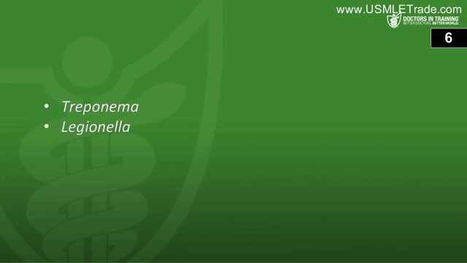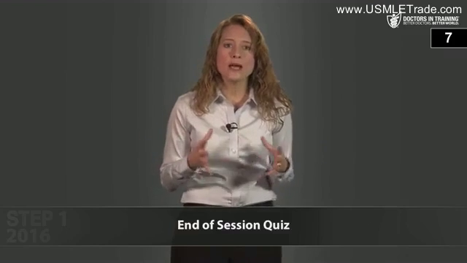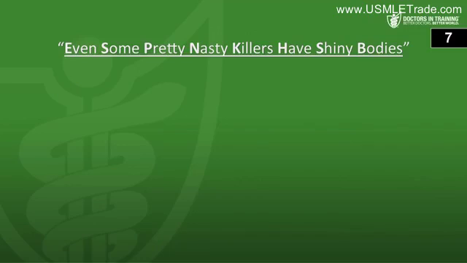Legionella. Legionella's cell wall has unusual fatty acids that resist stain. Mycoplasma species, like Mycoplasma pneumoniae, they have no cell wall, so they don't gram stain. And mycobacteria, they have a high lipid content that resists gram staining. Next, which bacteria are encapsulated? The mnemonic to remember is even some pretty nasty killers have shiny bodies.